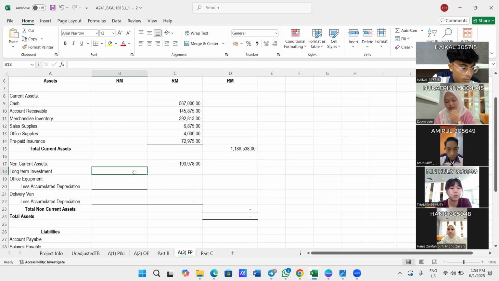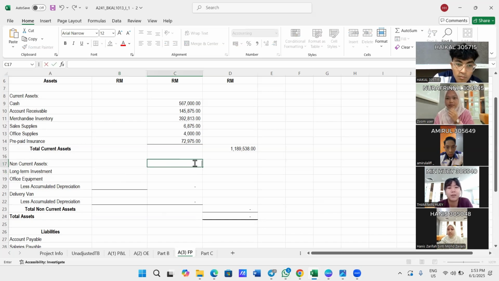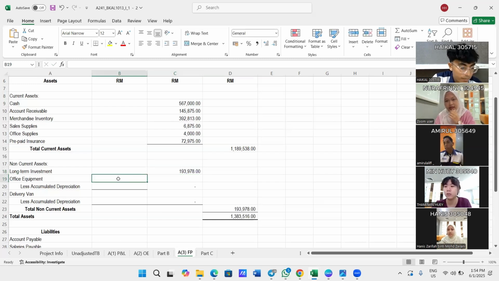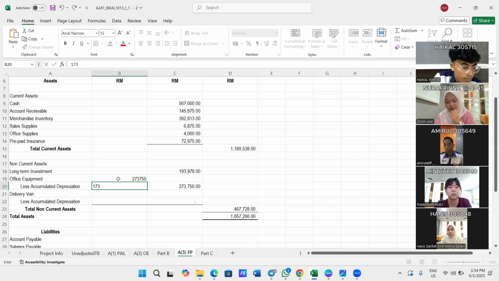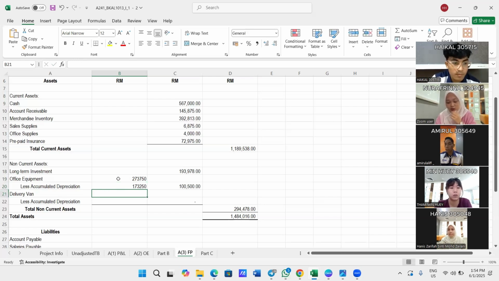Okay. The next one, office equipment. The amount is 273. Sorry, Haikal, I think you need to put the amount for the long-term investment. It is below the block. Again, how much? 193,978. Okay. So the next one, office equipment. The amount is 273,750. Then we need to minus accumulated depreciation, and the amount is 173,250. The total for office equipment is 100,500.